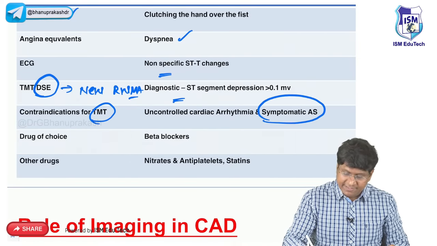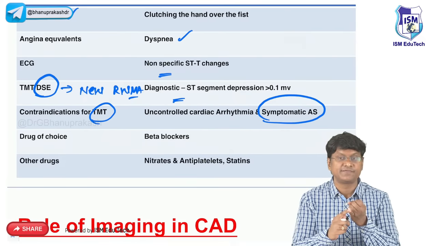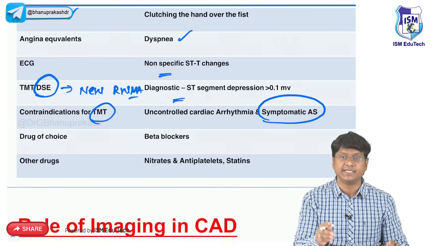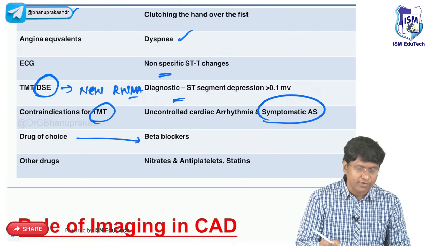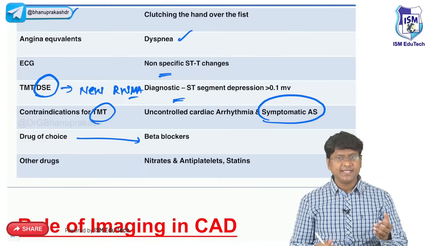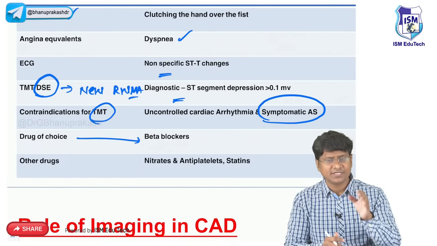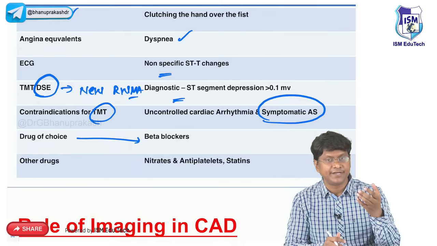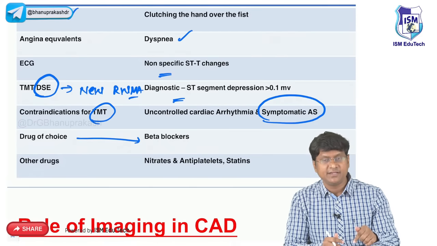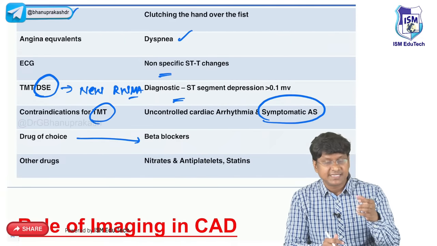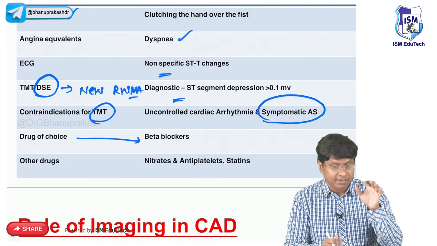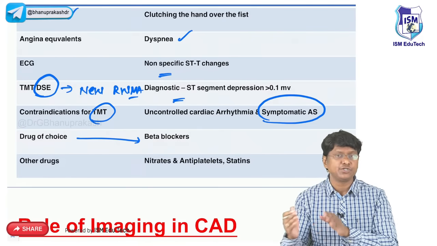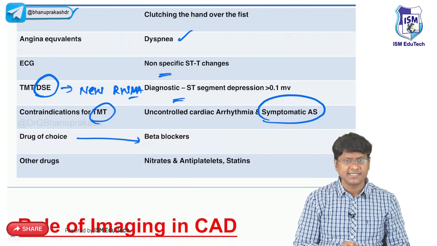And if the patient is having symptomatic aortic stenosis, that is in the form of syncopal attack or angina or dyspnea, don't do this treadmill test. Okay. And the drug of choice in case of chronic stable angina is beta blockers. Why is that? Because beta blockers reduce the heart rate and thereby reduce the myocardial oxygen demand. And in coronary artery disease, the supply is less. So if you reduce the myocardial oxygen demand, that can reduce the progression of the chronic stable angina. They are considered as a drug of choice.